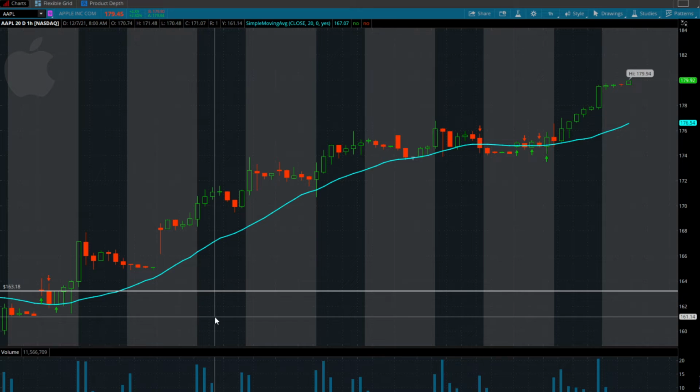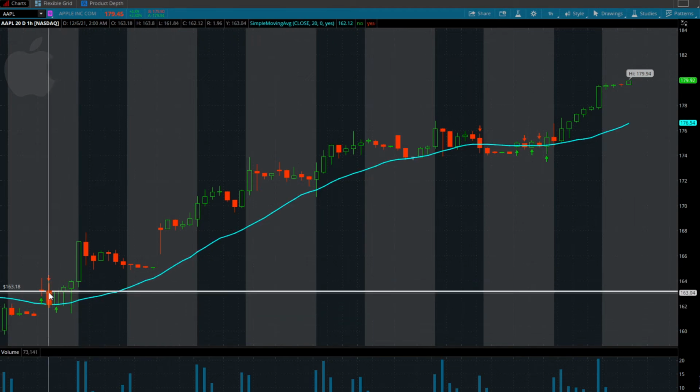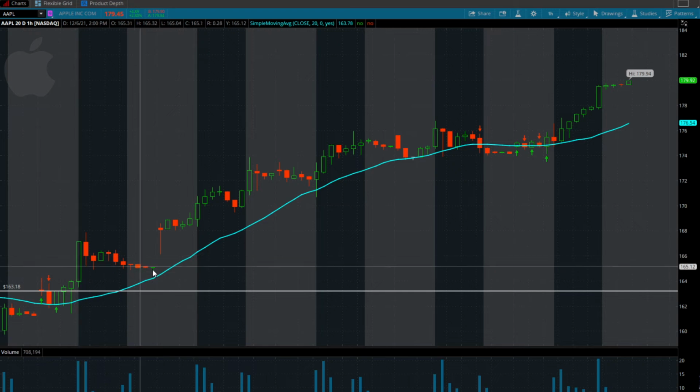I was looking around. I kind of took my foot off the gas a little bit just because of the choppiness of the overall market. But if I really would have been just keying in and focusing on Apple here, you can see that as soon as we reconfirmed this 20 period moving average here, we did get our confirmation. We never really looked back.